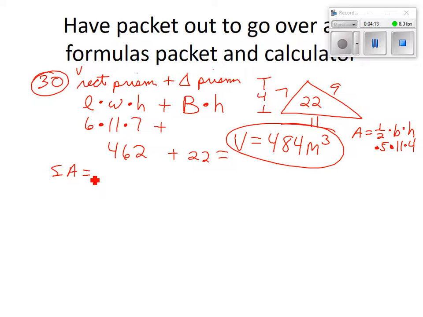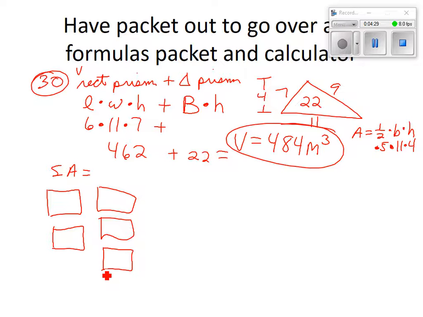So when we do the rectangular prism, how many faces are we actually going to have? 5. Instead of 6, we're going to have 5. So I'm just going to draw, what are all those faces in that rectangular prism? Rectangles. So I'm going to draw 5 rectangles. Let's do the front face right here. What's the dimensions on it? 6 and 11. So let's write that in. Let's do this side over here. What's the dimensions on it? 7 and 6.